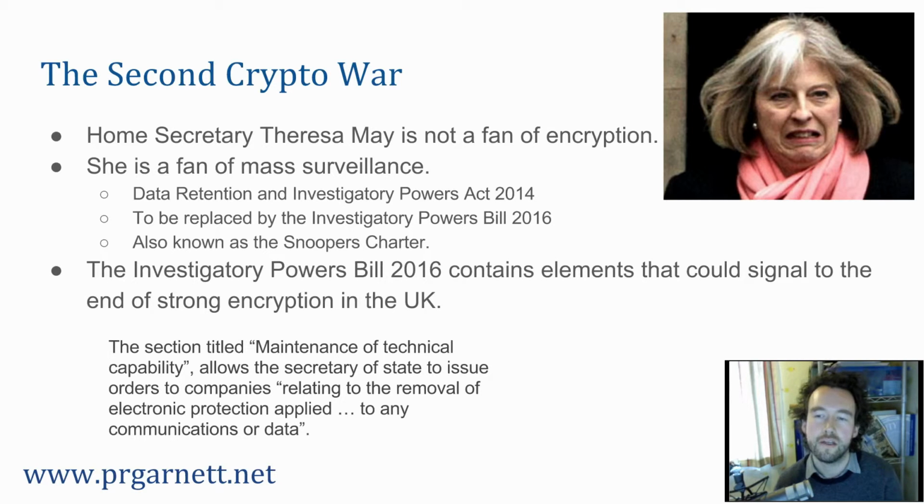Now, within the Investigatory Powers Bill, there are elements, it's quite vaguely written, in fact most of it's quite vaguely written, but there are elements that could signal the end of strong encryption in the UK. So in the section titled Maintenance of Technical Capability, it allows the Secretary of State to issue orders to companies relating to the removal of electronic protection applied to any communications data. So that's retrospective removal of encryption. So the only way you can really do that is if you've implemented some kind of weakness, a backdoor.